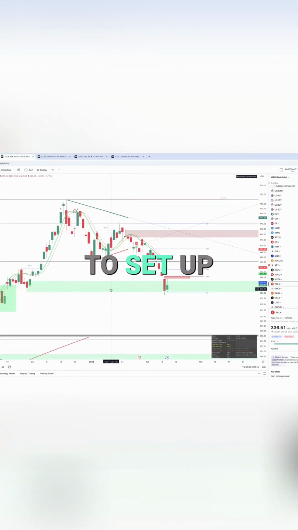Is there a way to set up an alert for when the buy and sell symbol pops up?